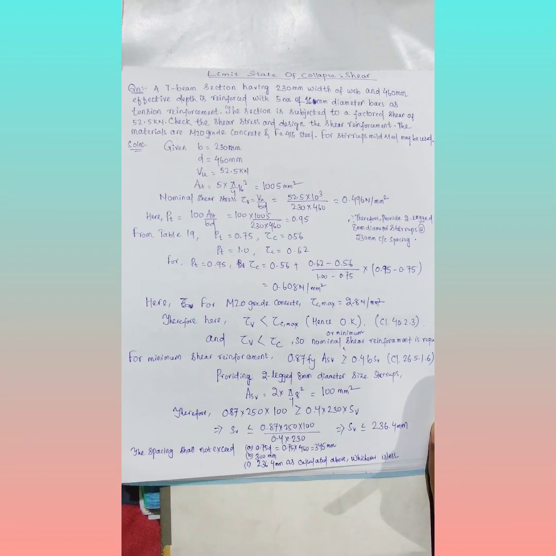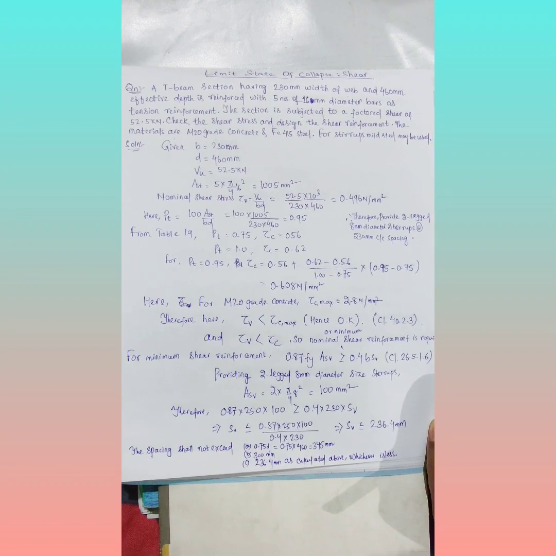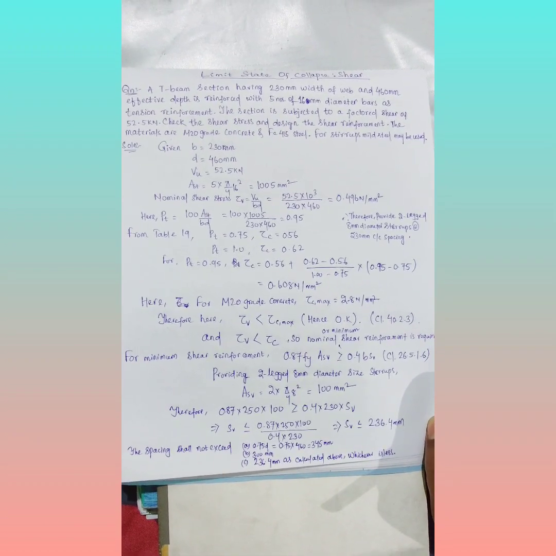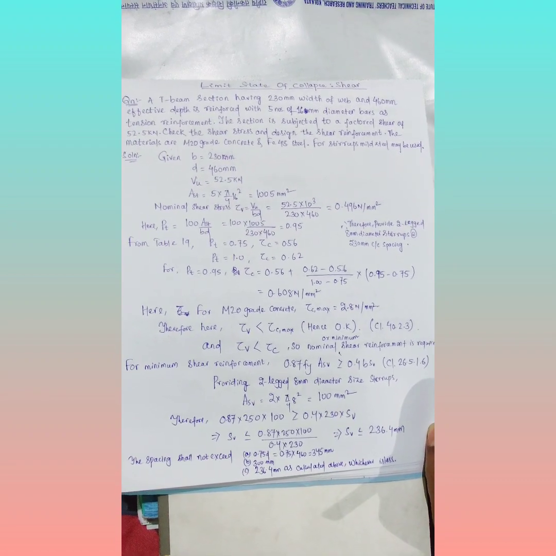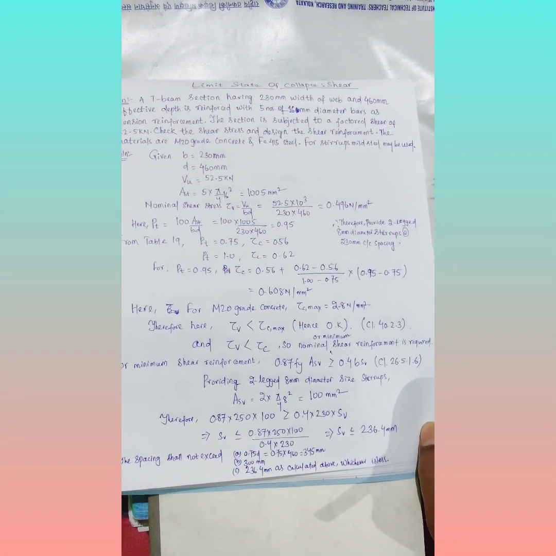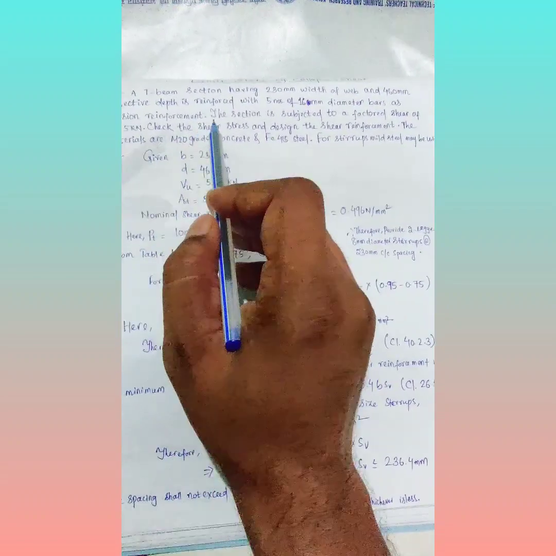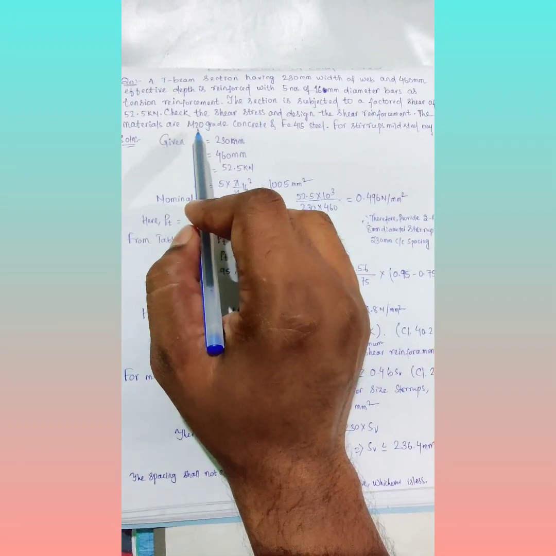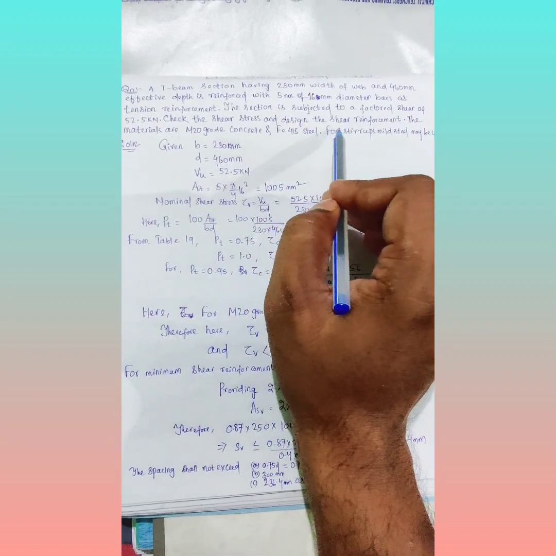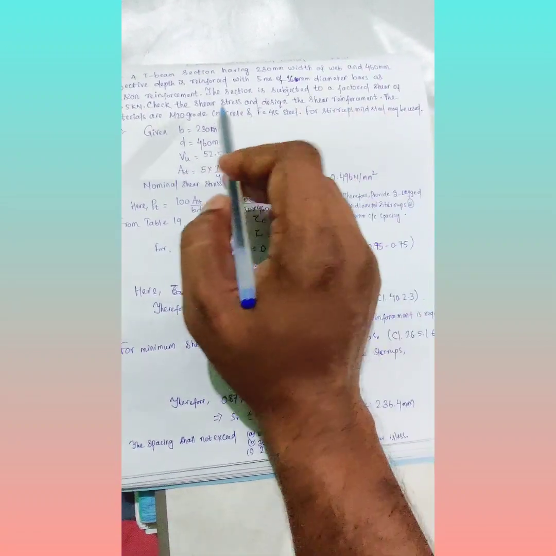So the problem is given that the T-beam section having 230 mm width of web and 460 mm effective depth is reinforced with 5 numbers of 16 mm diameter bars as tension reinforcement. The section is subjected to a factored shear of 52.5 kN. Check the shear stress and design the shear reinforcement. The materials are M20 grade concrete and Fe415 steel. For stirrups, mild steel may be used.